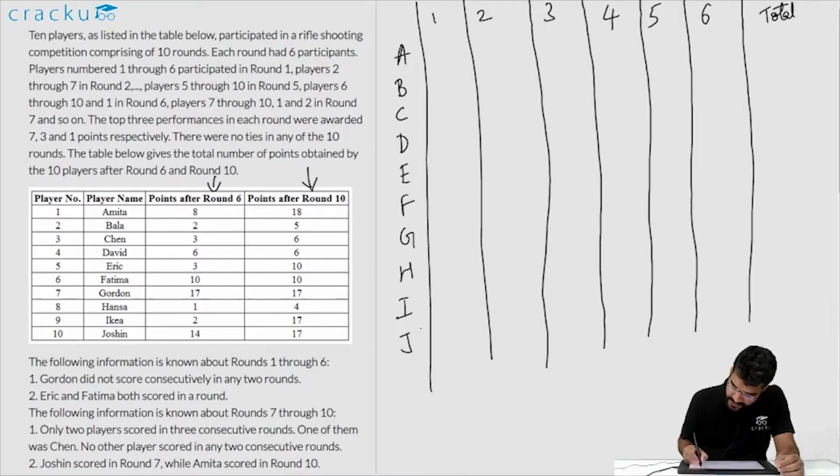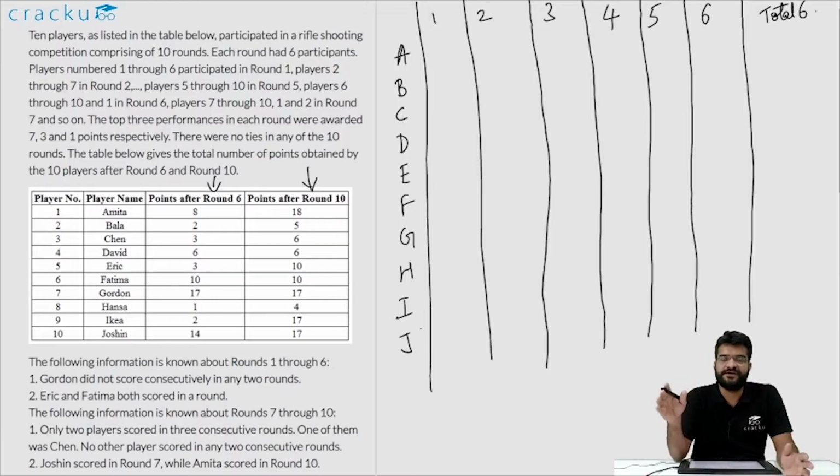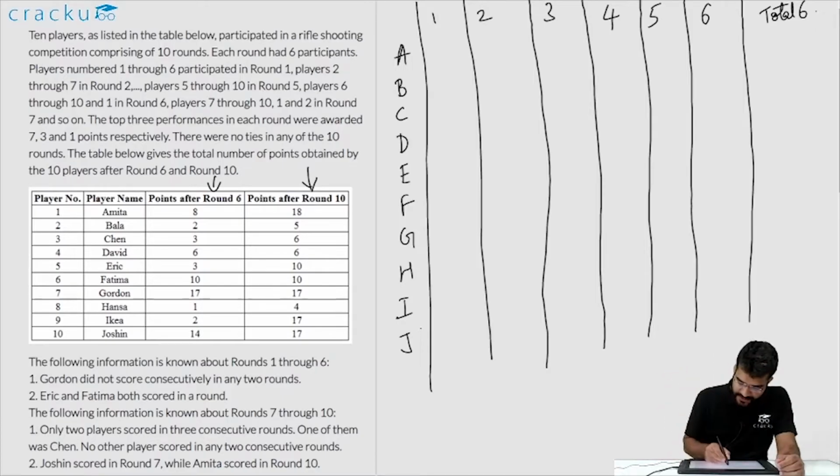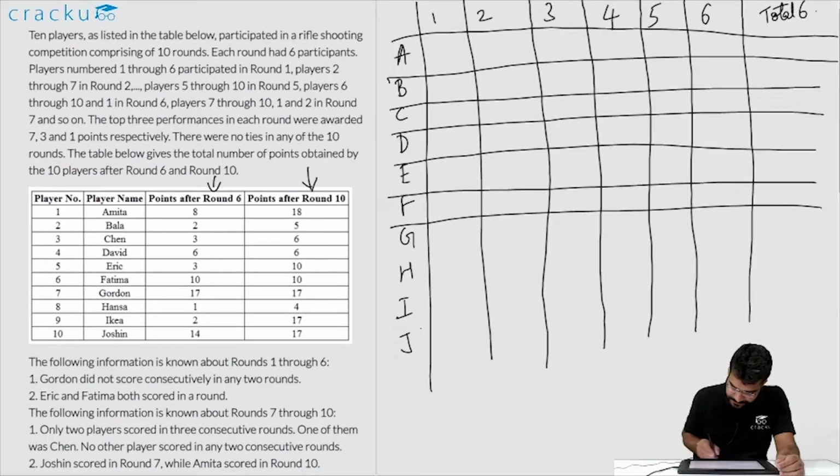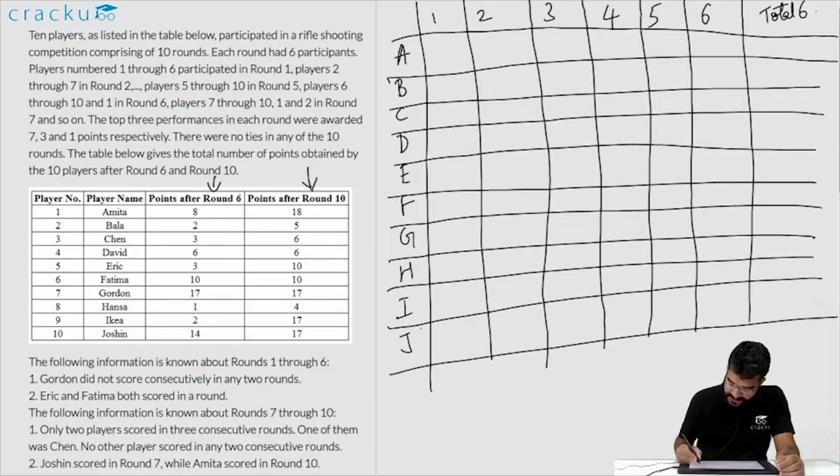The interesting thing about this question is that you can separate this into 2 parts. One, let us first analyze only the first 6 rounds, and then let us analyze the rounds between 7 and 10. Now we can put the total that was given after 6 rounds for each of the 10 participants and then try to see how much each one of them has scored in each of the rounds. The totals after 6 rounds are 8, 2, 3, 6, 3, 10, 17, 1, 2 and 14.